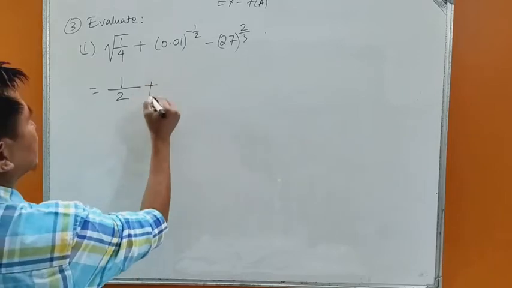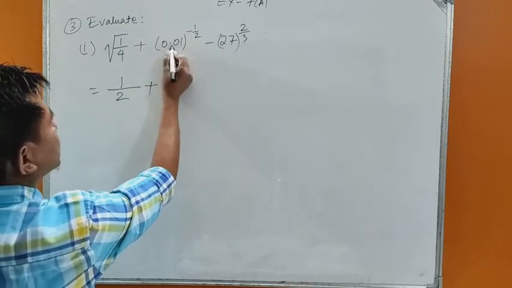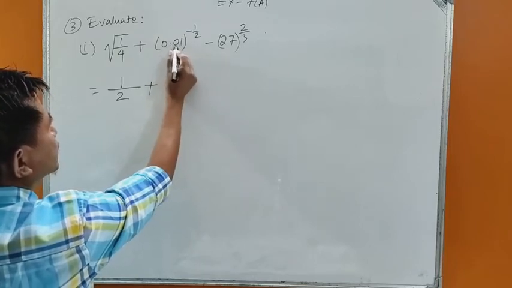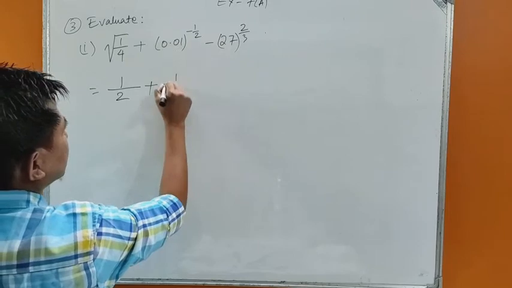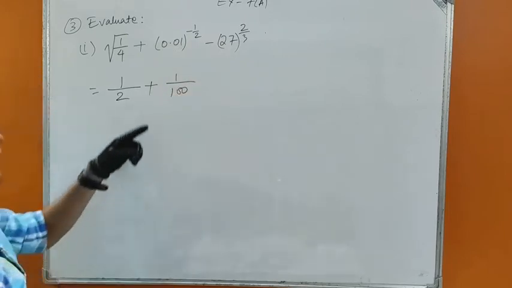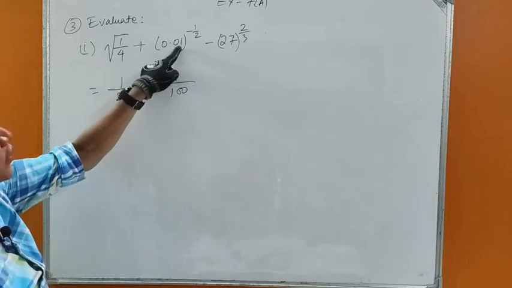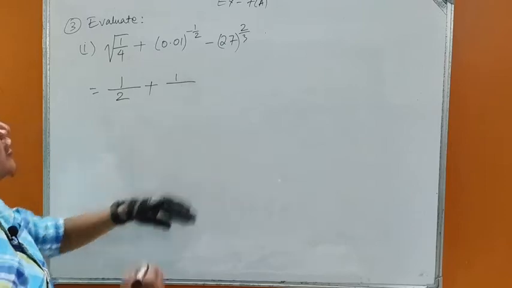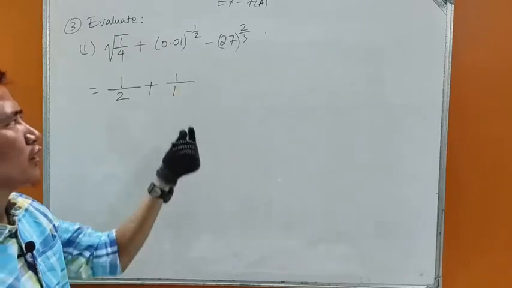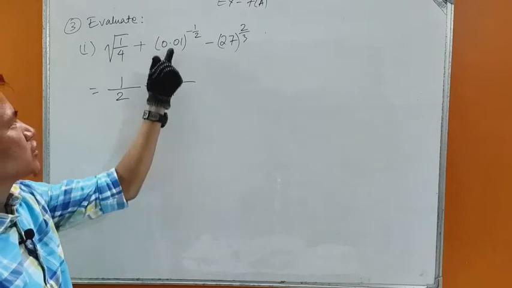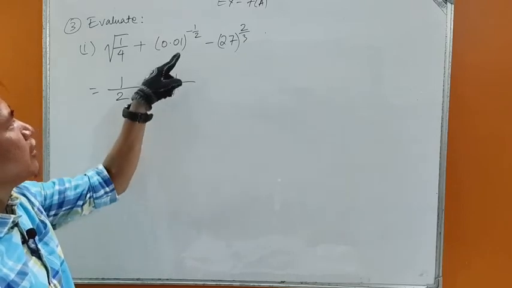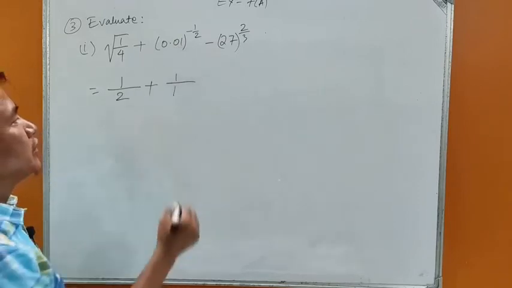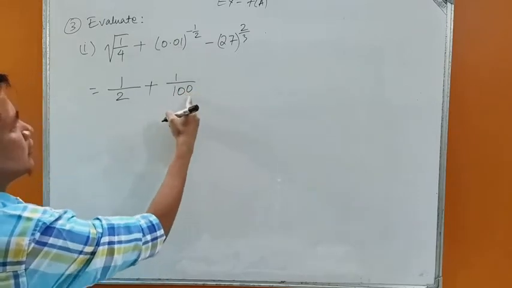Now we have here 0.01, isn't it? There is a decimal point before 2-digit number. That means we must write 1 and put 2 zeros in the denominator. 1 upon 100, because there is a decimal point before 2-digit number, so 2 zeros. Because every number has 1 in the denominator, I told you earlier. So this number also has 1 in the denominator. So now we have a decimal point before 2-digit number, so we put 2 zeros after this 1.